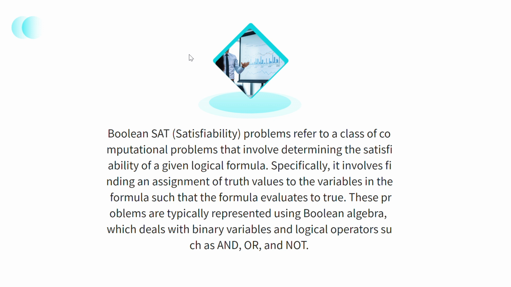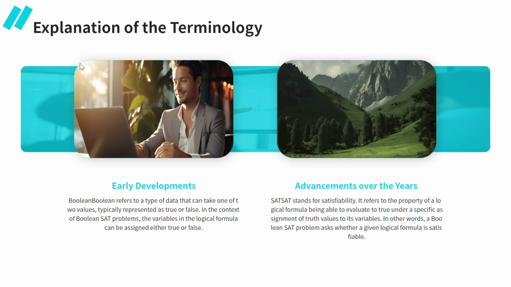The Boolean satisfiability problem refers to a class of computational problems that involve determining the satisfiability of a given logical formula. Specifically, it involves finding an assignment of truth values to the variables in the formula such that the formula evaluates to true. The problems are typically represented using Boolean algebra, which deals with binary values and logical operators such as and, or, and not.